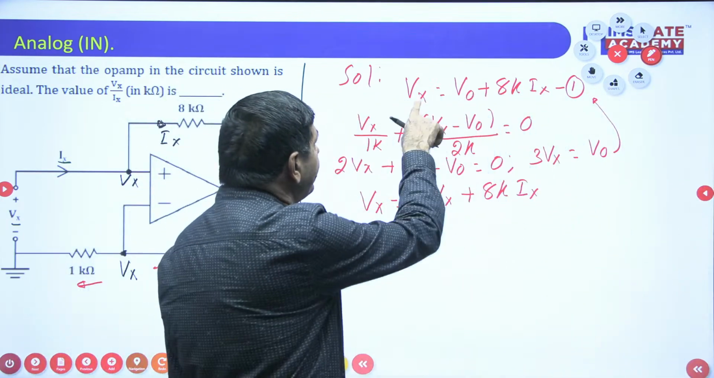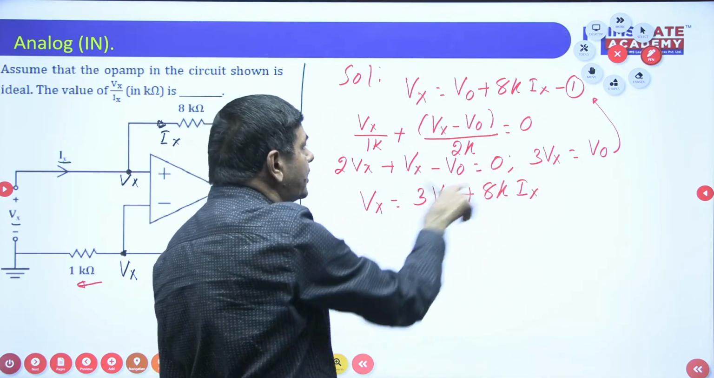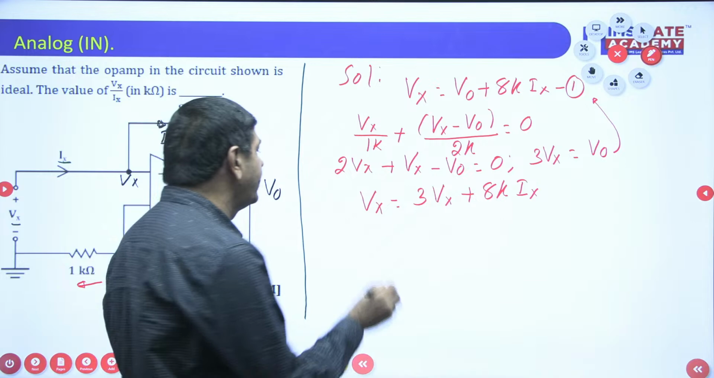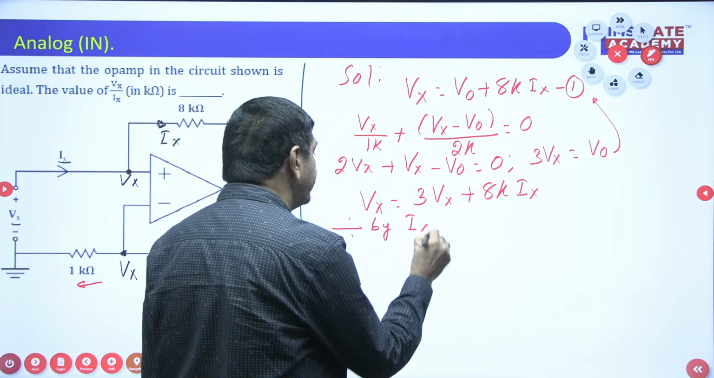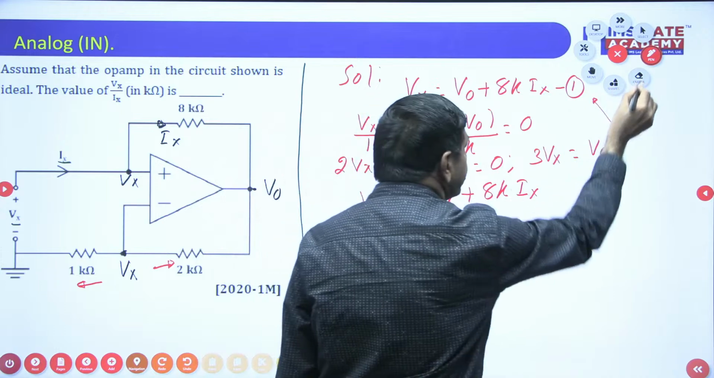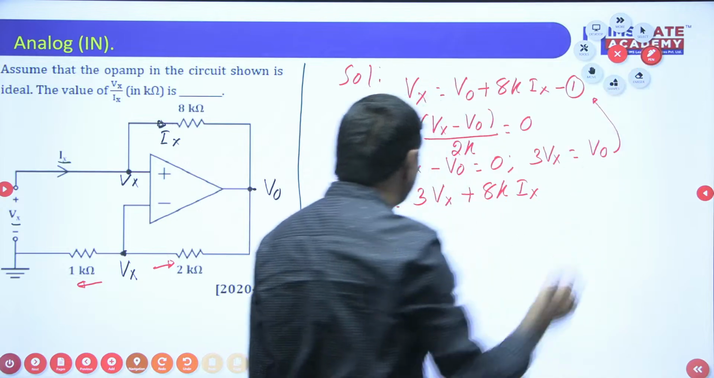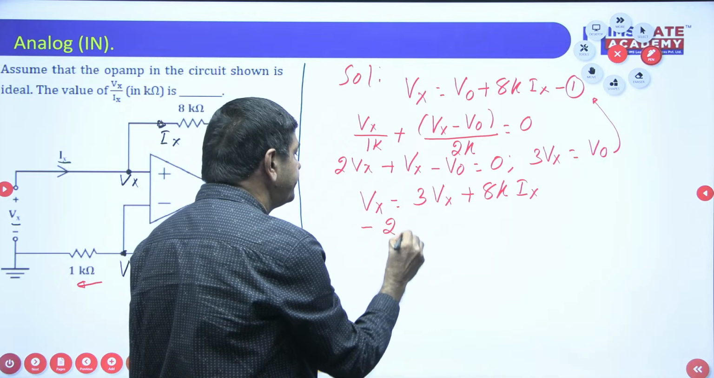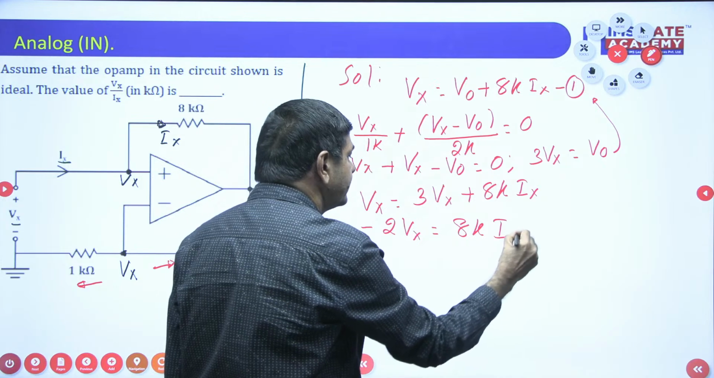Catch my point. This V naught I want to substitute here now. Vx equal to V naught equal to 3Vx plus 8K into Ix only now. I want to divide by Ix here now. If you divide by Ix, first we can simplify, I hope so. What Vx are we getting from this? The total Vx comes as 3Vx minus Vx, minus 2Vx I can get, that equal to 8K into Ix.